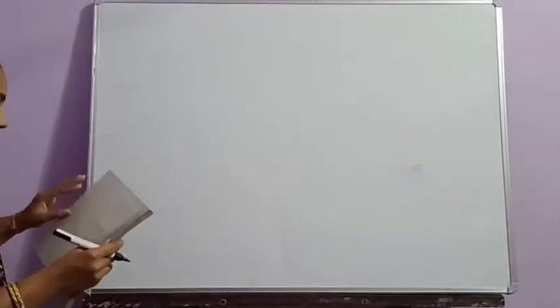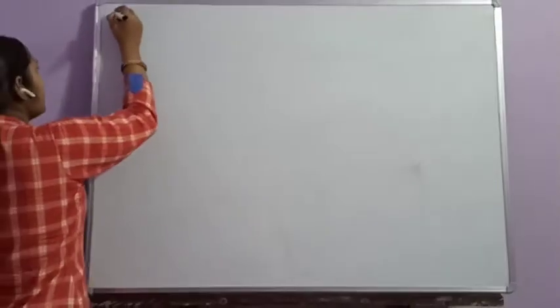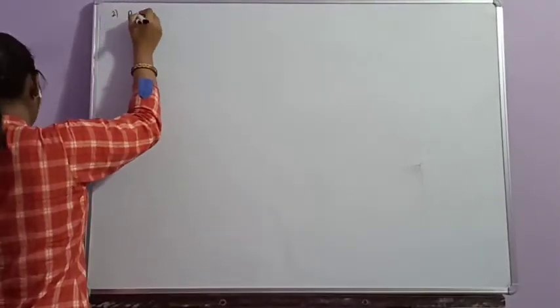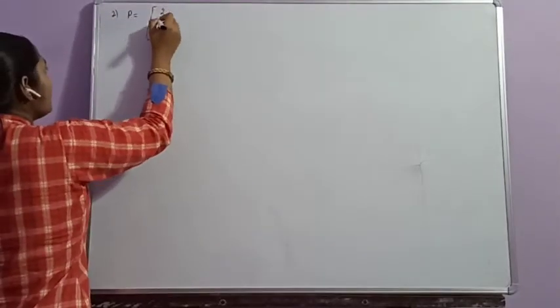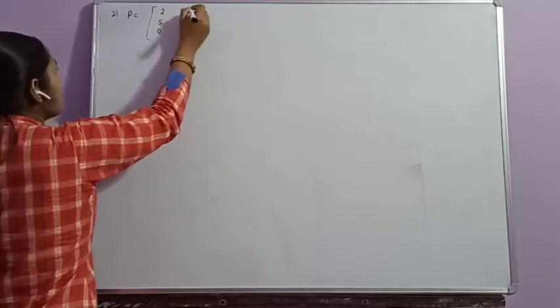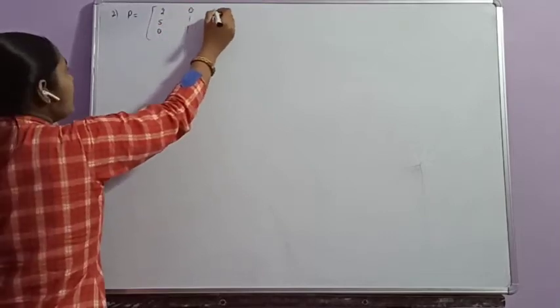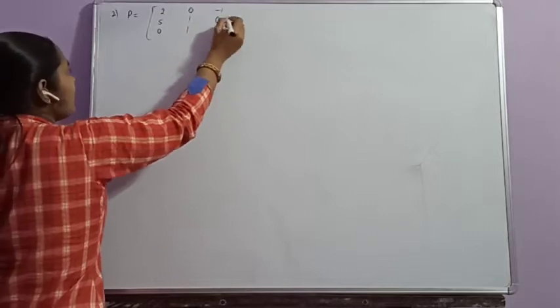Hello students, in the last video we discussed how we can find the inverse of a two order matrix. Today we will discuss how we can find the inverse of a three order matrix. Find the inverse of the matrix if it exists, and the given matrix is P equal to [2 5 0; 0 1 1; -1 0 3].